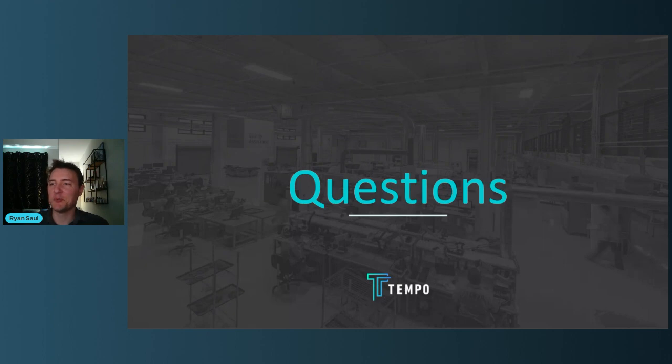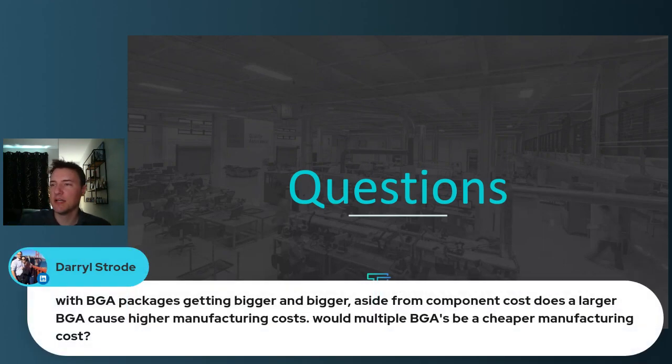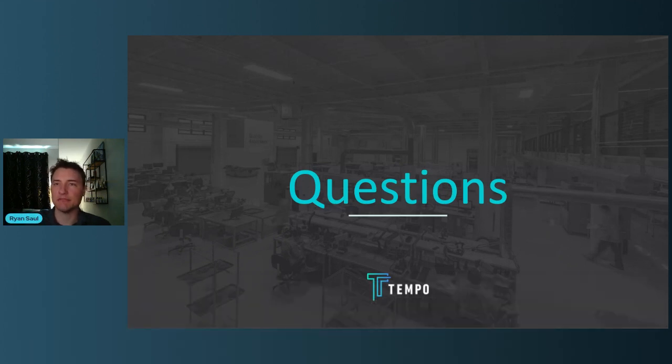Good question. With BGA packages getting bigger and bigger, aside from component cost, does a larger BGA cause higher manufacturing costs? Would multiple BGAs be cheaper on the manufacturing side? The only answer to this, and it's unsatisfying, is it depends. Certainly, you can make a BGA package that is too large for some SMT equipment, and it depends on the SMT equipment that you're using.